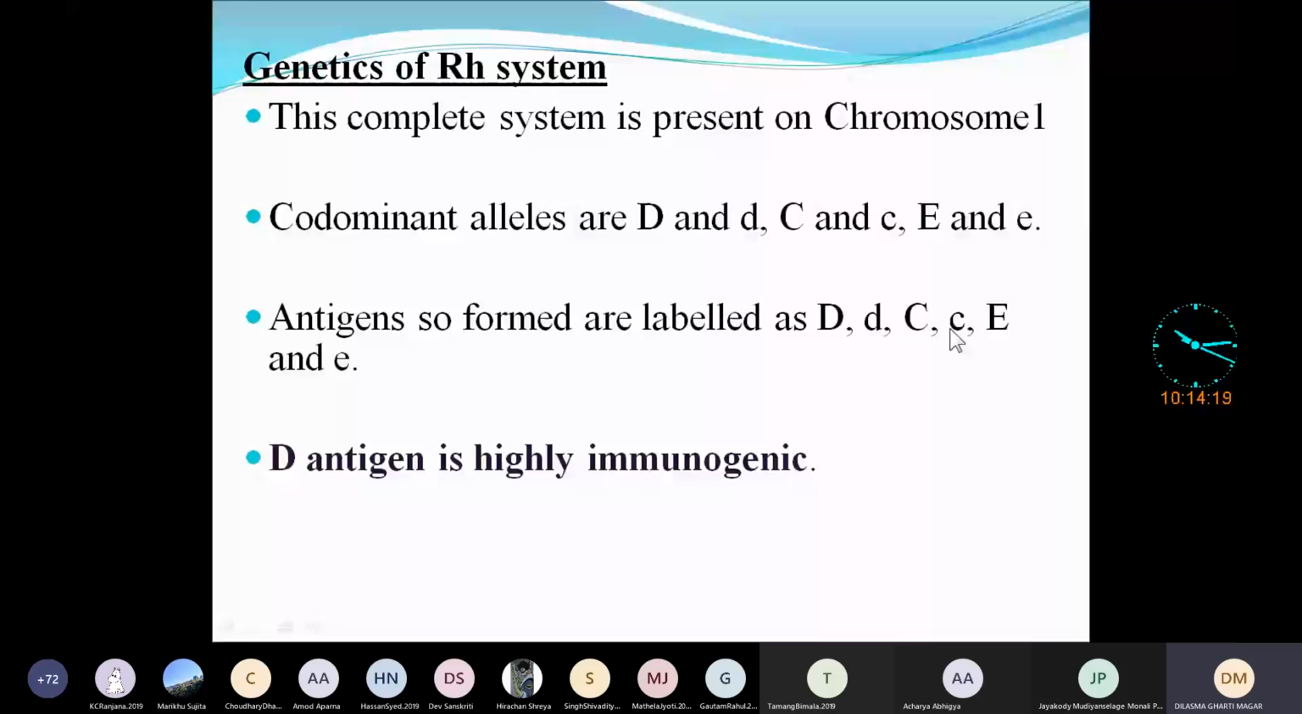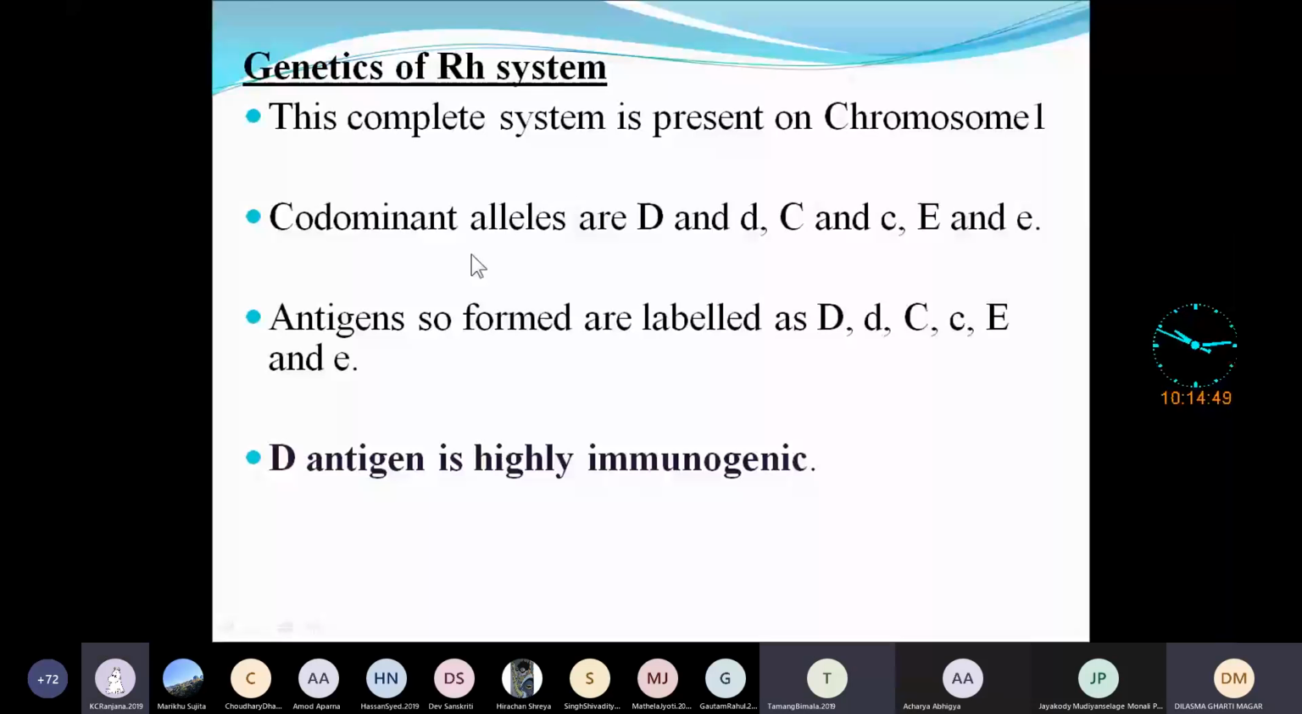But out of these, small d, capital C, small c, capital E, and small e, only the capital D is highly immunogenic. That's why whenever we do blood grouping, whenever this D antigen is present we call it positive, and whenever this D antigen is absent we call it negative. Understood here? Yes.